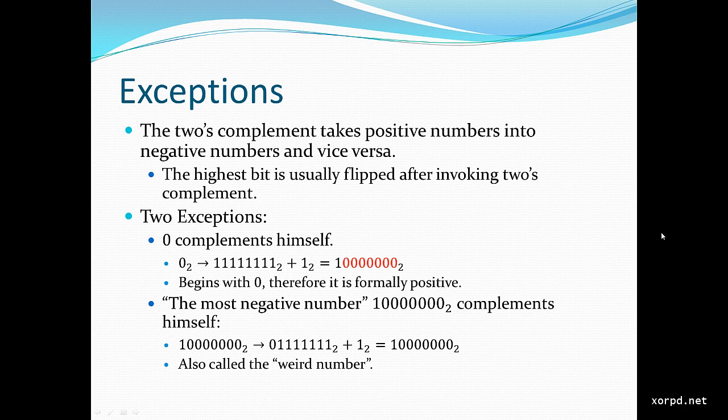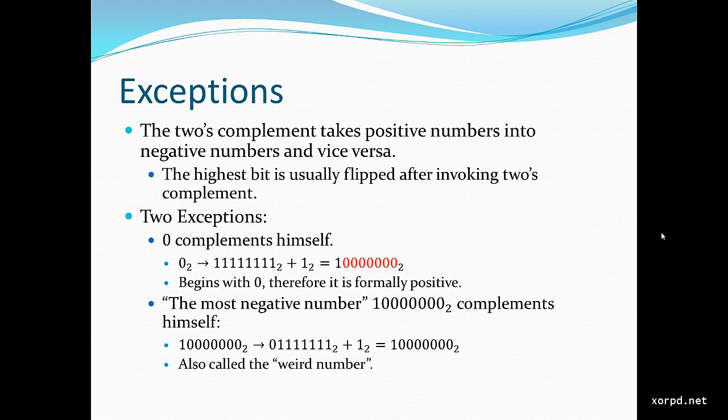Some exceptions. The 2's complement takes positive numbers into negative numbers and vice versa. And we could say that the highest bit is usually flipped after invoking the 2's complement. There are 2 exceptions for that.